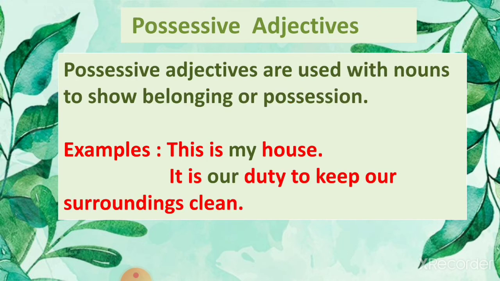The next type of adjective is possessive adjectives. Possessive adjectives are used with nouns to show belonging or possession. For example, this is my house. It is our duty to keep our surroundings clean, right? So here my and our show the possession, right? So they are examples of possessive adjectives. Possessive adjectives show belonging or possession.